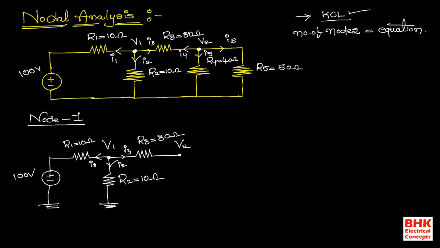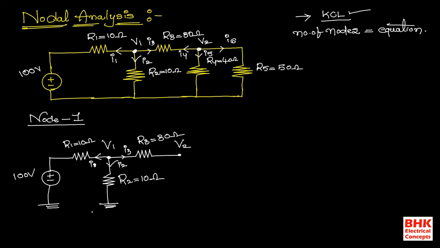Okay, now this is a separate diagram for node 1. Now see here, for node 1, R1 is connected, R3 is connected, R2 is connected. All these three resistances are connected here, and in the R1 branch we have a voltage source. This voltage source is connected in series with the R1 resistance. That is the reason we directly took the complete branch including the voltage source.